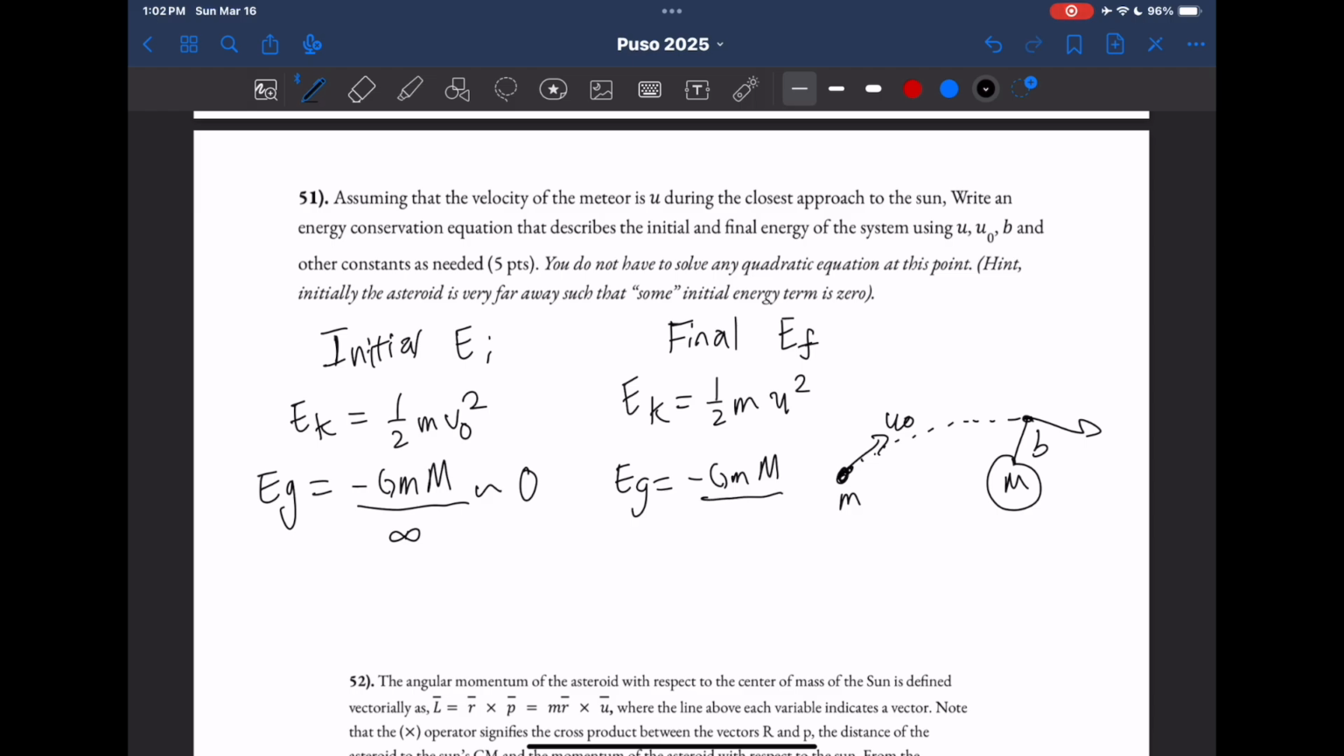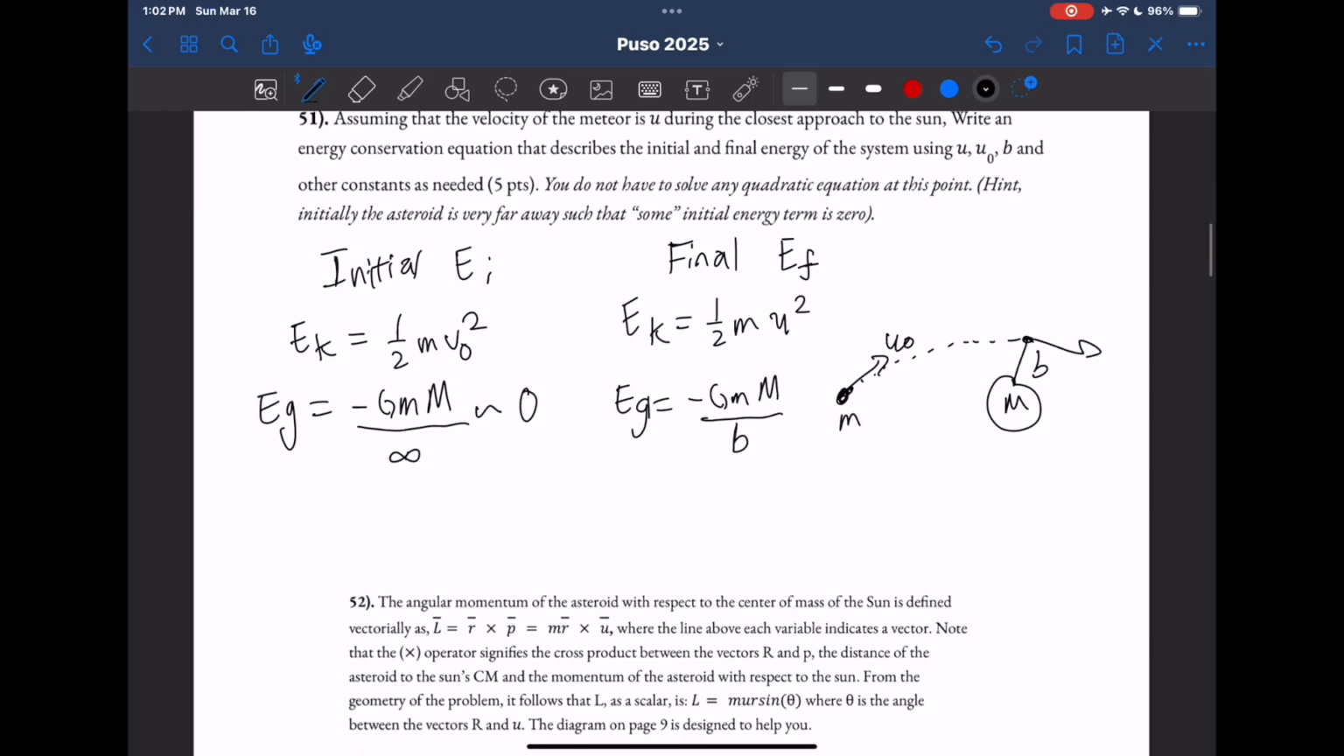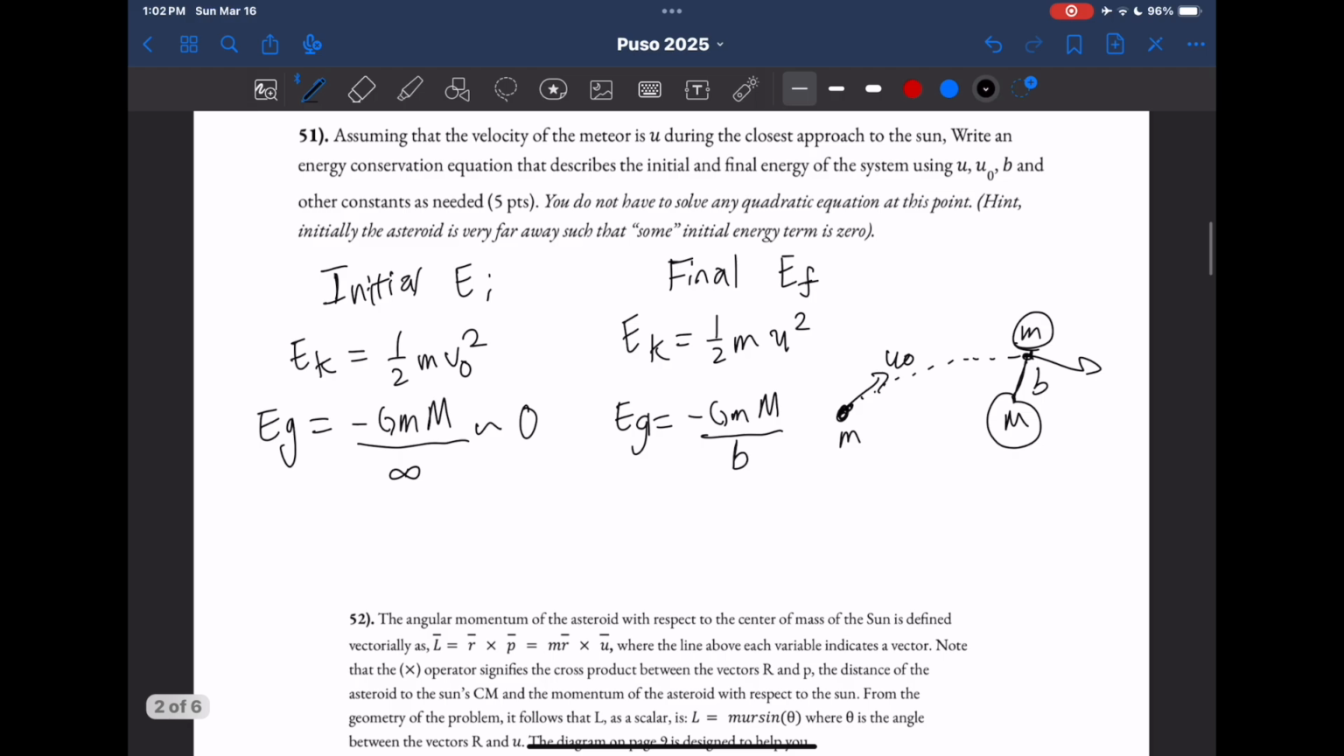And so same expression we used previously, but this time we want to use b as the distance away from these two masses, because we're going to have a little mass right here. That'll be the distance away from them. So we write that because energy is conserved, that's true for the system.